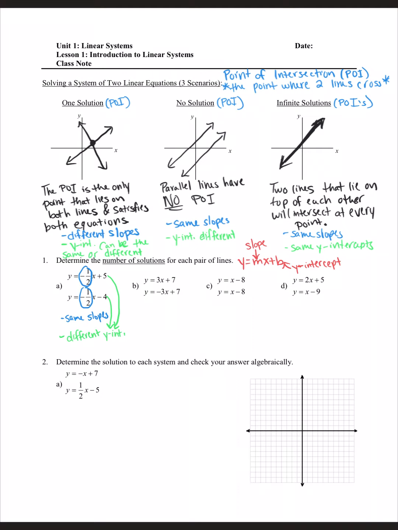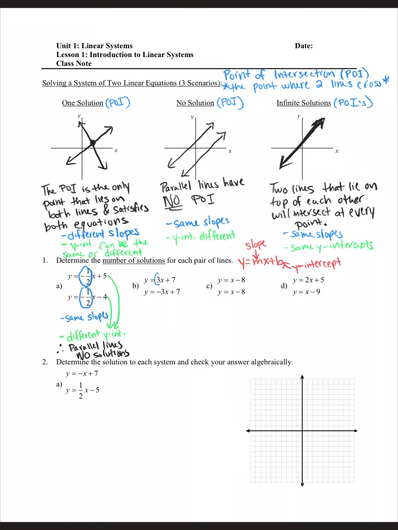If we look at that note above, when we have the same slopes but different y-intercepts, that means we have no solution. These lines must be parallel because the slopes are the same. So we're going to say, therefore, parallel lines, so no solutions. Let's take a look at the next one.